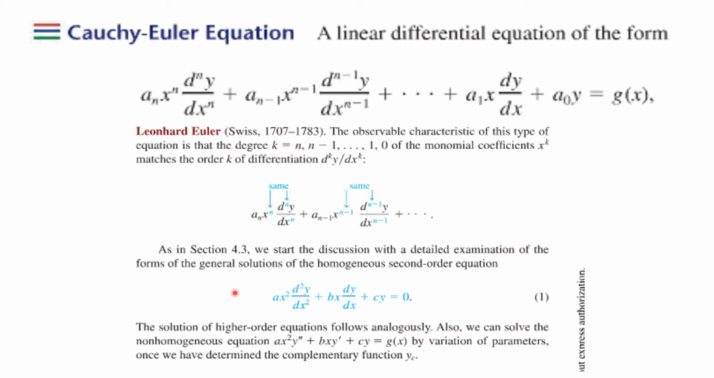And we're going to start, as we did in previous sections, by looking at the homogeneous equation. And the solution of higher order equations follows analogously because we will have polynomials. Also, we can solve the non-homogeneous by variation of parameters once we have determined the complementary function y sub c. Annihilators don't work because they only work with constant coefficients, not variable coefficients.